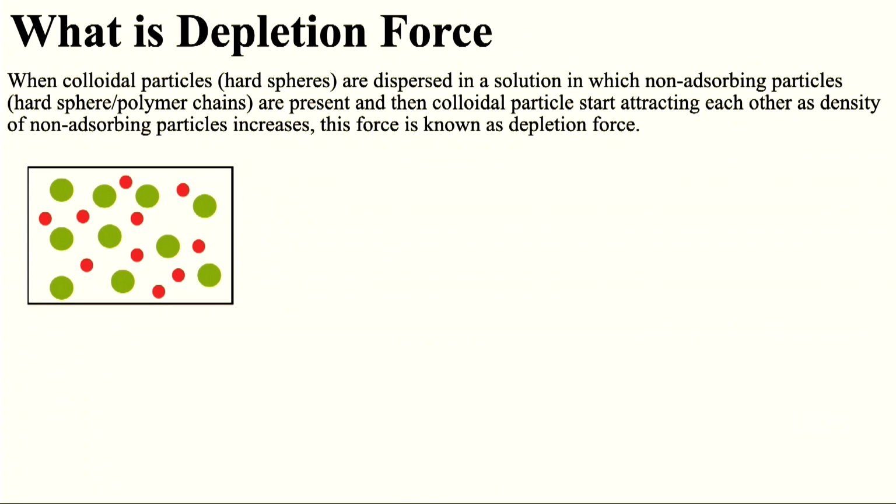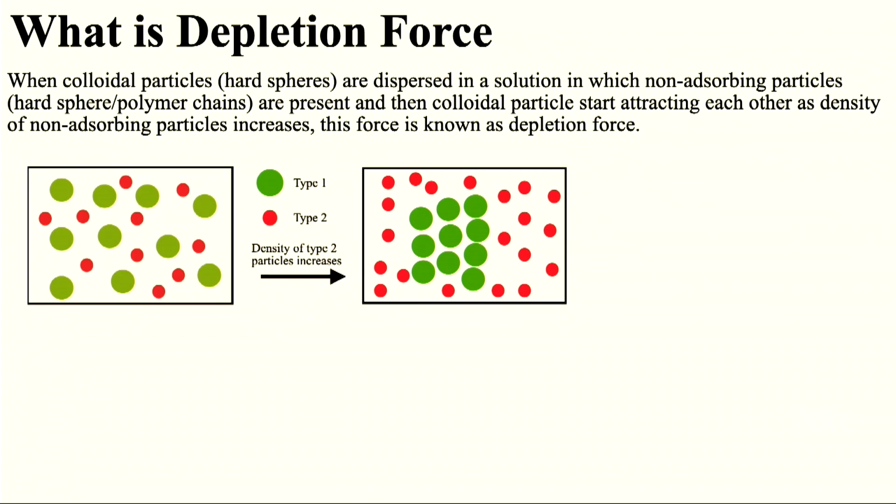I'll show you the cartoon. Let's assume there are two types of particle, green and red, and as we increase the density of type 2 particles, what will happen? Type 1 will form a cluster. The phase separation will occur. This attractive force, generally people call it depletion force. The word depletion generally means depleted from the surface of the particle. So type 2 particles are kind of depleted from the surface of type 1, hence the name depletion.